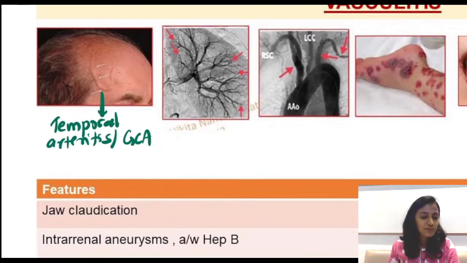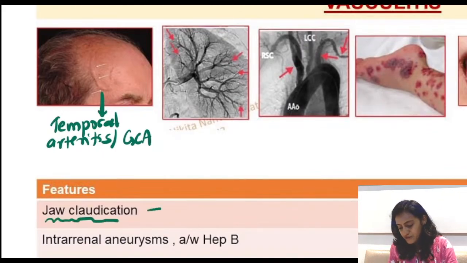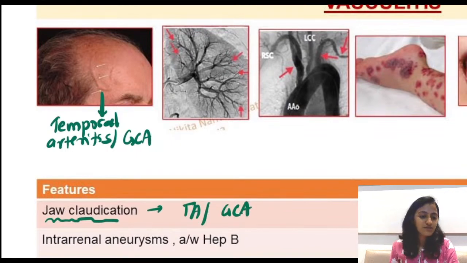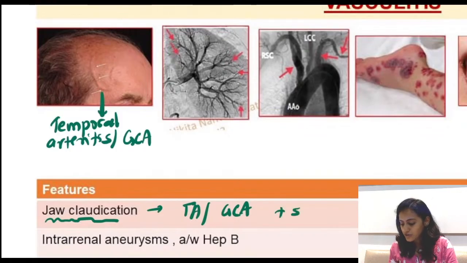And the most important clinical feature that will be given here is the history of jaw claudication. So in temporal arteritis or giant cell arteritis, there's going to be the history of jaw claudication, pain while chewing. That is what will be there. Along with that, the patient can also have shoulder pain.